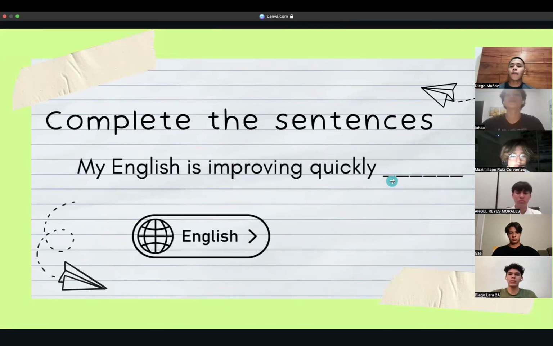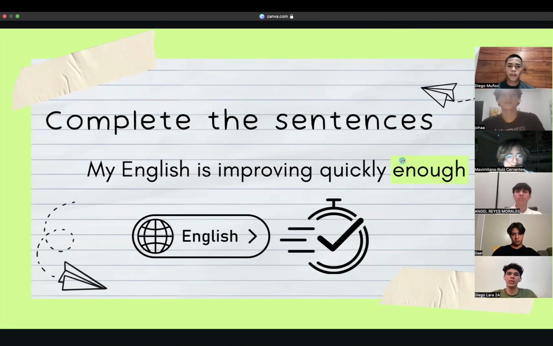Okay. The other activity is to complete the sentence. You only have to complete the blank, okay? My English is improving quickly blank. Could you answer, Gael? My English is improving quickly enough. Okay, very good.